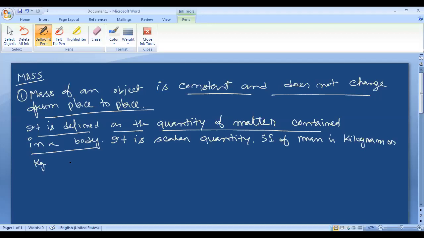So it is measured by a beam balance. Write down, it is measured by a beam balance. Clear? This is the definition of mass. So all of you write down the definition of mass. One minute.